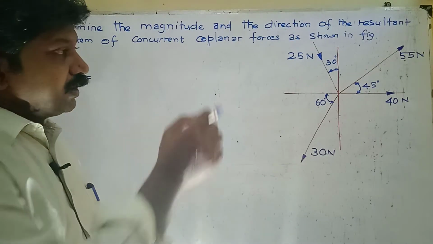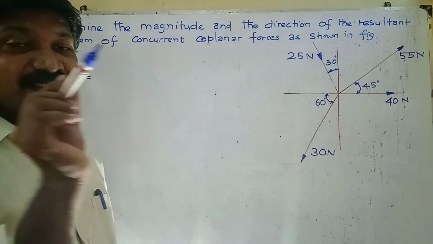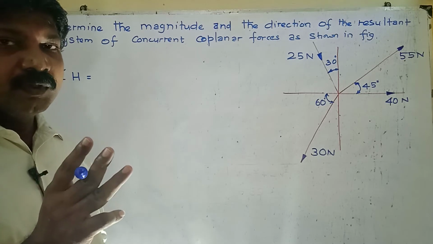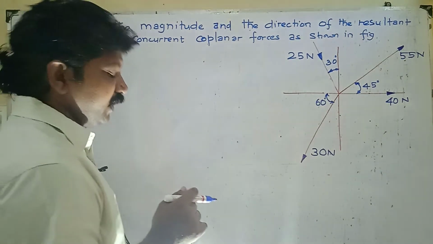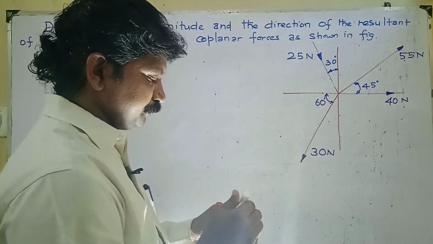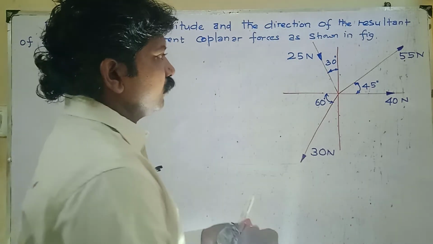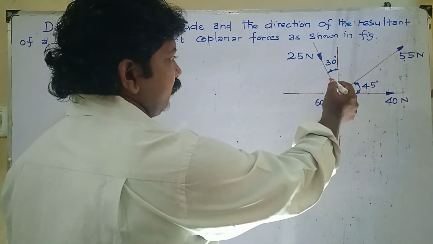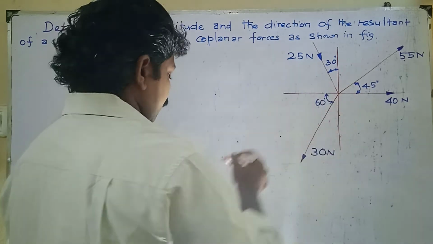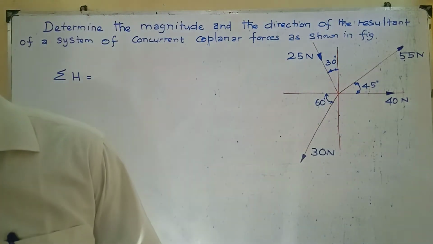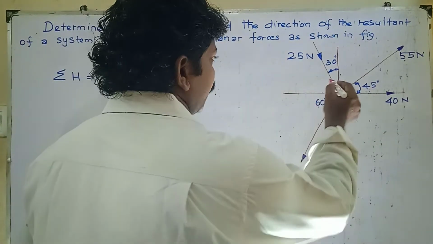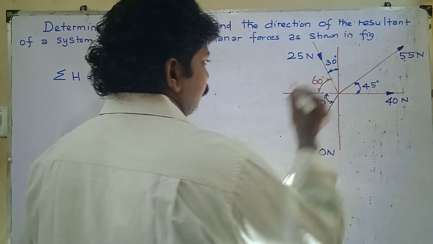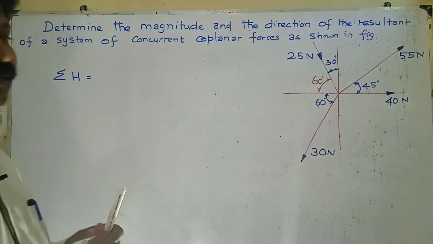This works when all the angles in the given diagram are with the x-axis. Otherwise, it is different. So, as per the formula procedure, first we have to convert all the angles with the x-axis. So the first force is 45 degree with the x-axis. The second force, 25 Newton, is 30 degree with the y-axis, so the remaining is 60 degree. Third force 30 Newton, 60 degree with x-axis.